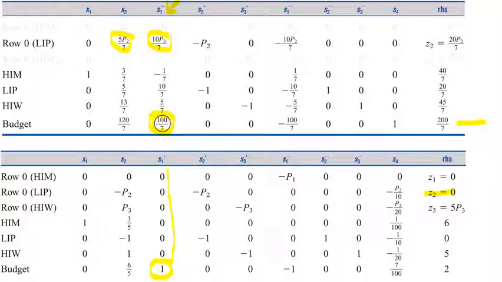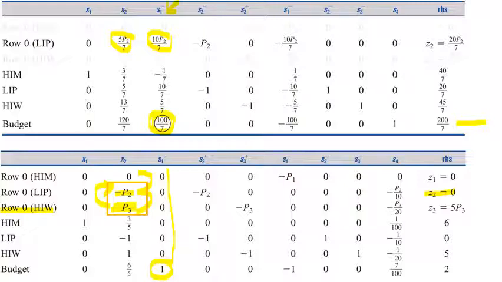Now when we move to the third goal, HIW, we see that we still have a positive coefficient. So this goal is not satisfied yet. However, before you decide to make this x2 the entering variable, you need to check the higher priority goals. So here you check that actually in the higher priority goal, it has a negative coefficient. Whenever it has a negative coefficient in the higher priority goals, you cannot pick this variable to become the entering variable. Again, you need to check all the higher priority goals. If any of them has a negative coefficient, it means you cannot pick this variable as an entering variable.